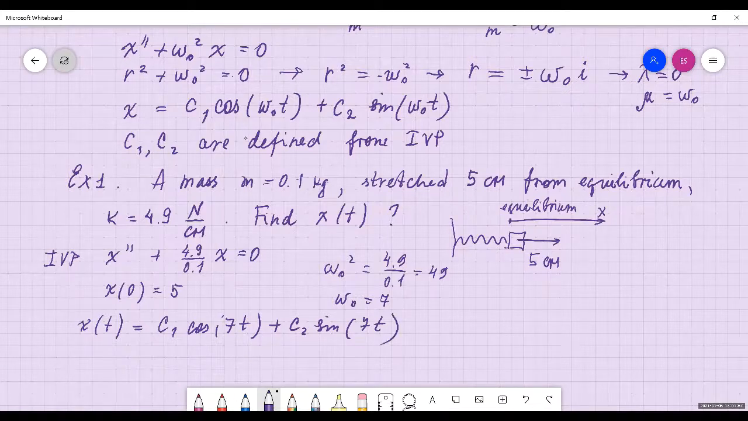Well, we already know the solution. The general solution is sitting over here. Now we need to find the constants. So what I see is that my initial value problem does not have one more condition, right? I do have the position at the 0 moment, which is 5, but I don't have any first derivative.